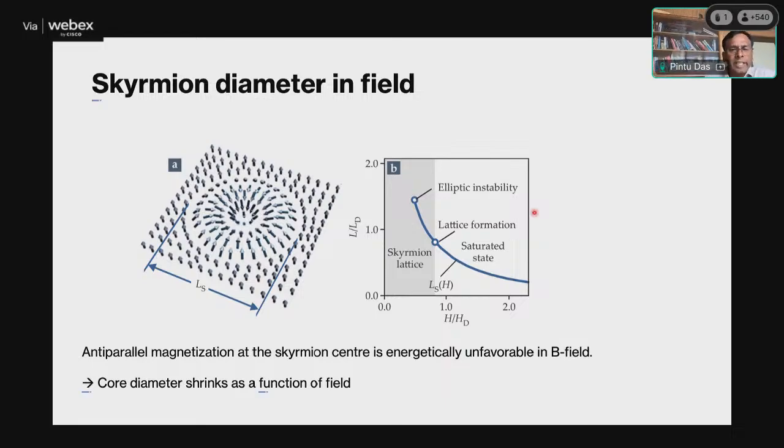These skyrmions, as I said, have an anti-parallel magnetization at the skyrmion center, right? So if you apply a field in the skyrmionic phase, let's say along the up direction, all your other spins are along the opposite direction to the center. Therefore, if you increase the field, this becomes energetically unfavorable in the magnetic field, and the core diameter slowly shrinks as a function of the field. So this is the core diameter. If you plot it, it becomes like this. This LS is the core diameter, which is a function of field, which decreases.